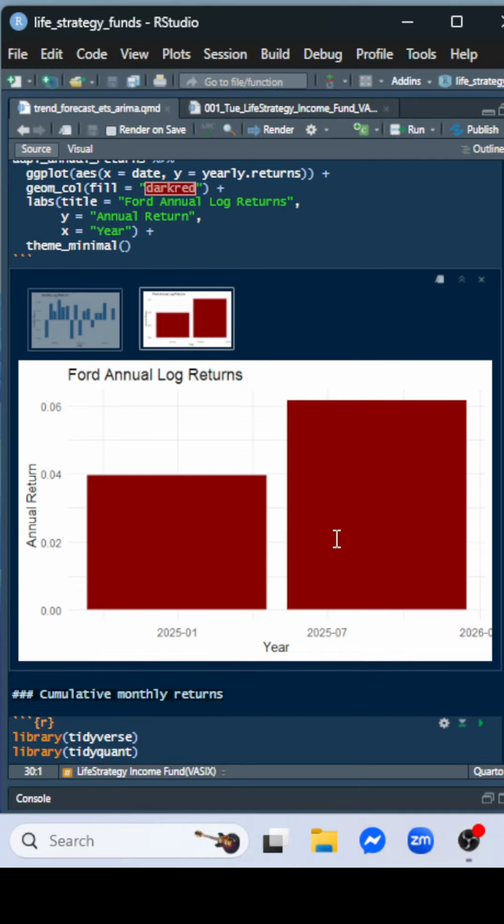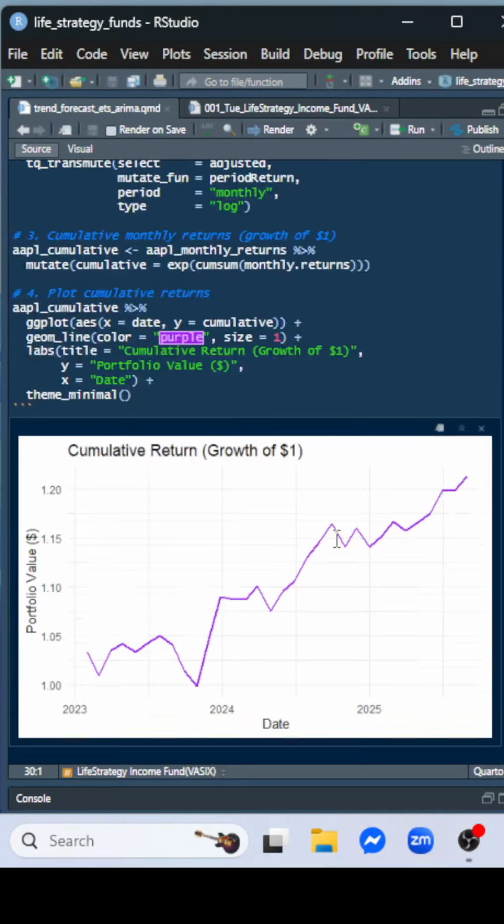Okay, what about the cumulative monthly returns? What's this say? If you invested $1 back here, it's now worth about $1.22. And there you have it, forecast and returns for the Vanguard Income Fund.